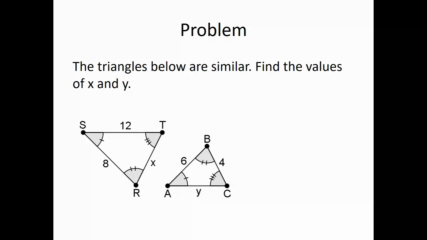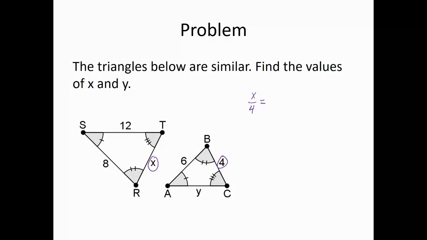Well, notice that x is opposite the angle with the single hash. So it corresponds to the side opposite the angle with the single hash in triangle ABC. So that, of course, is 4. So the x corresponds to 4. So what do we do with sides that correspond? We form their ratio. And then we do it again. So let us pick another pair of sides that correspond. Okay, well, I could try the 12 from triangle RST.